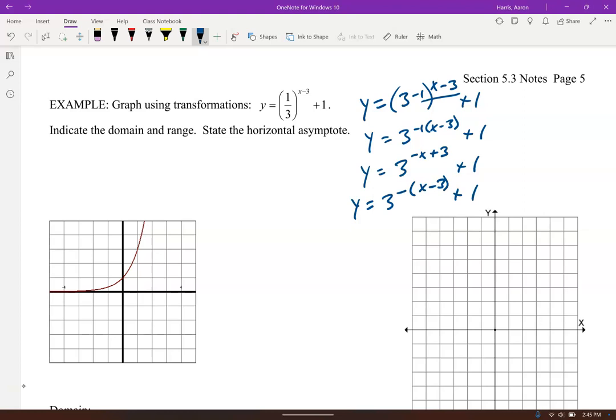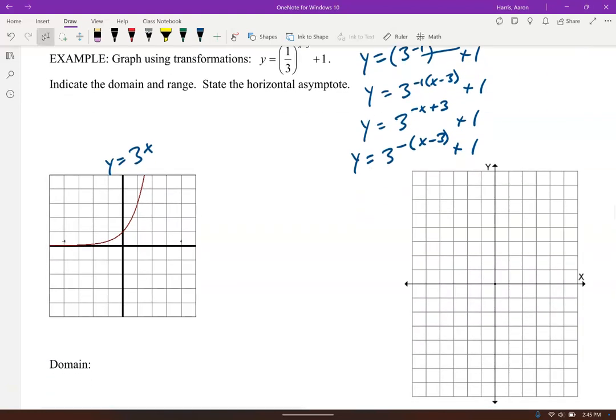So I'm thinking about 3 to the x. So here's 3 to the x, okay? And then what I'm doing first is I'm going to reflect about the y-axis with the negative right here. So it's reflection number 1, reflect about y-axis. Okay, so now it's looking like this.